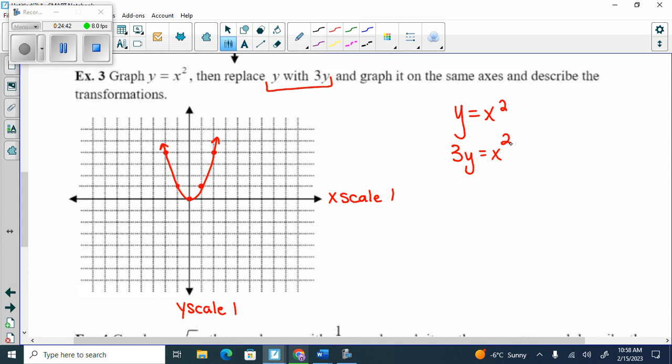Am I in the right form to be able to say the vertical stretch right now? No, I have to get into y equals. How do I get the y by itself? Divide by 3.